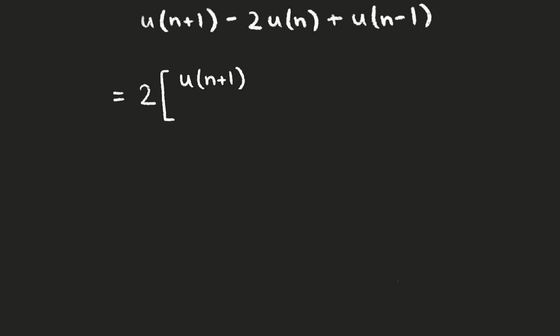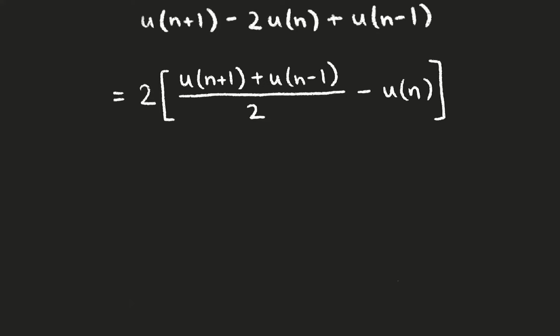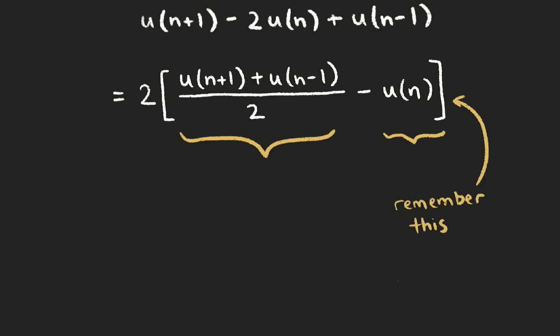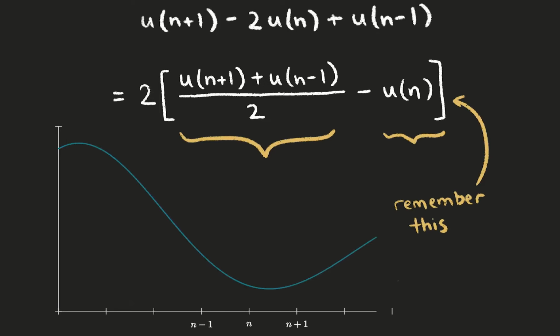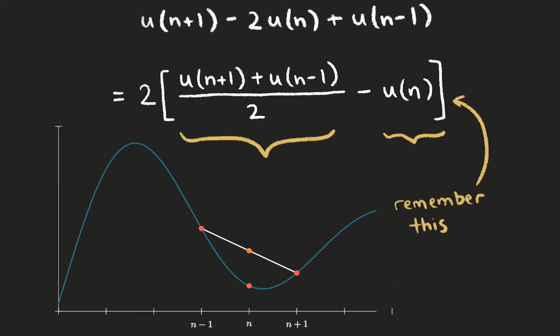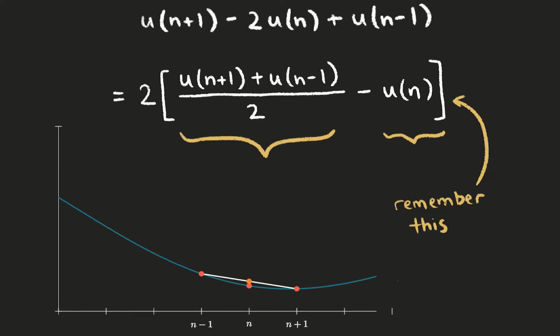So let's take a look at what this expression is saying. If we move this 2 out, we get the difference between the average of its neighbors and u of n. So this term measures the convexity of the function. If it's higher, then it's steeper, and if it's lower, then it's shallower.